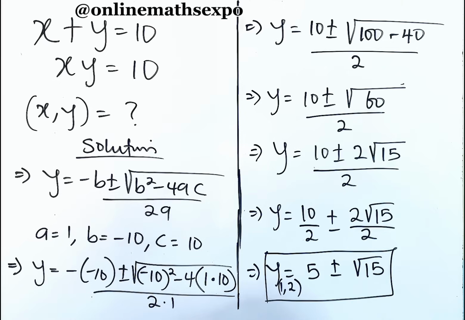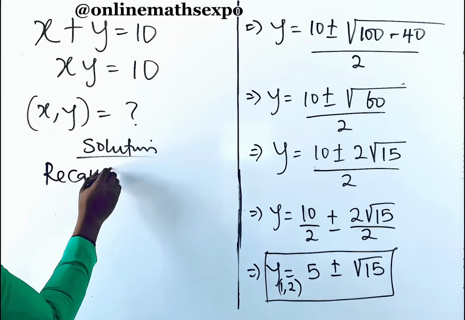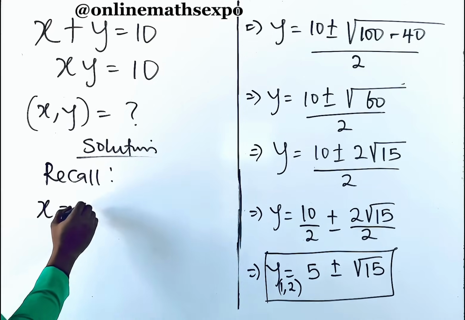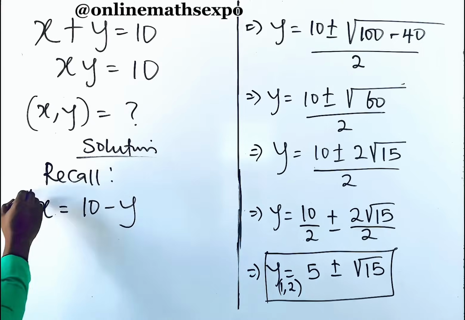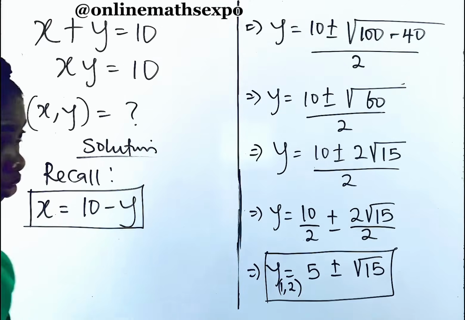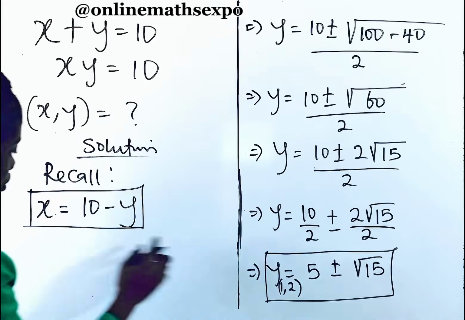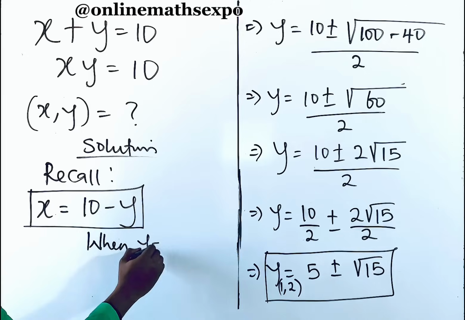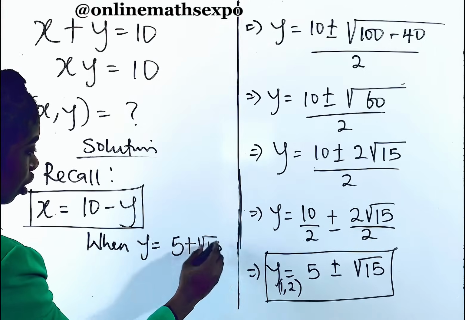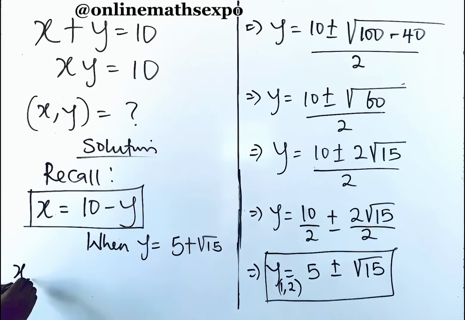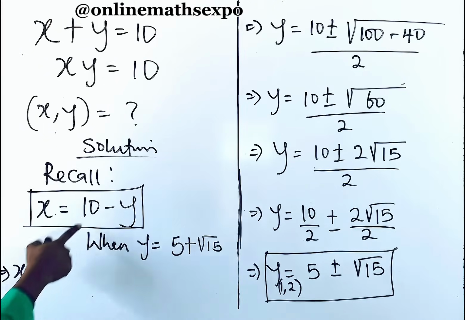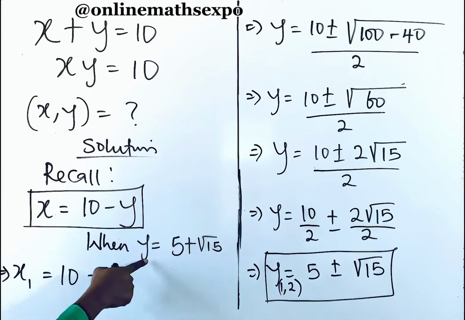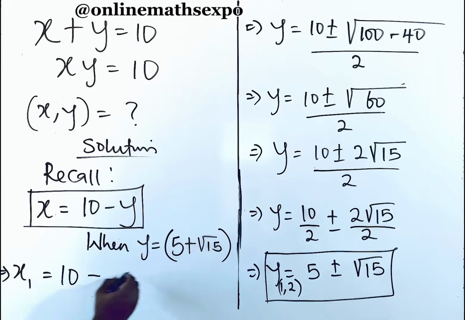Now we're going to also use these two values of y to get their corresponding x values. To do that, recall we made a statement earlier that x is equal to 10 minus y. This is going to help us to get the values of x. Now we're going to use, when y is 5 plus root 15, that's the first value of y. The first value of x is going to be 10 minus, our y is this. This is an expression, please put it in bracket. So you have this root 15.